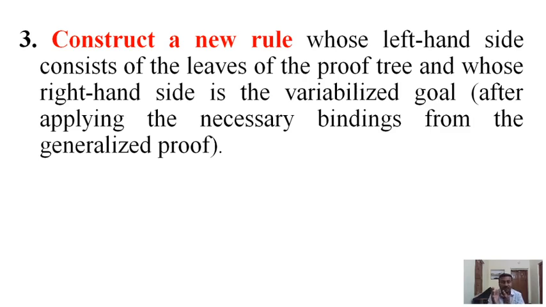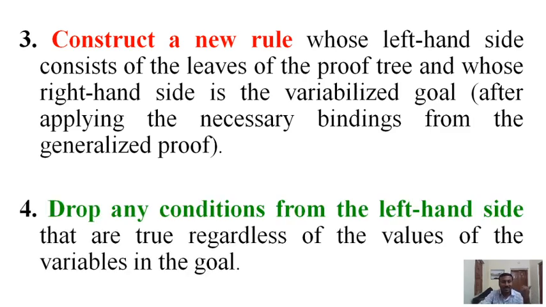For the tree we have two sides, a left hand side and a right hand side. The left hand side consists of the leaves of the proof tree and the right hand side is the variabilized goal. So two things are there: on the left hand side we have the leaves of the proof tree, and on the right hand side we have the variabilized goal. And fourth, drop any condition from the left hand side that is true regardless of the values of the variables in the goal.